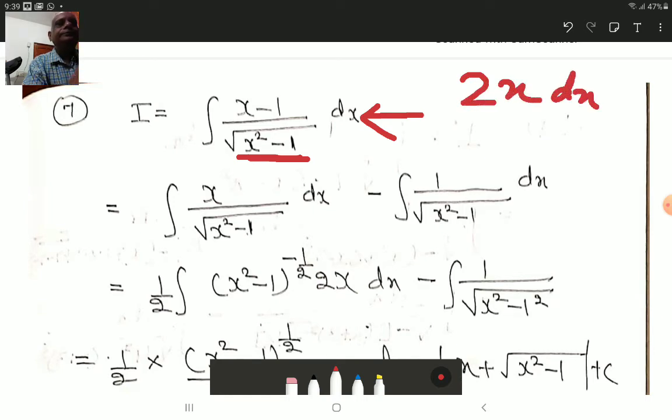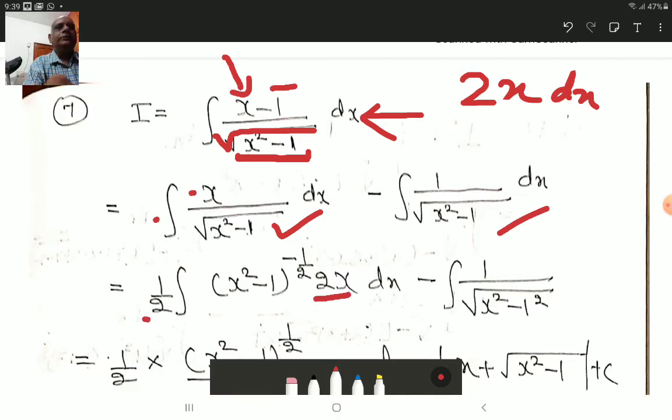I repeat, here I will like to apply integration of f(x) whole power n into f dash x dx. So this is f(x) for me, and this half power when lifted into numerator, it will become minus half, that will be n. So this is the function, and its derivative is 2x dx. That 2x can be created with the help of this x only, no need of minus 1. So let us separate it. X upon square root of x square minus 1 dx minus 1 upon square root of x square minus 1 dx. And here I will multiply and divide by 2.